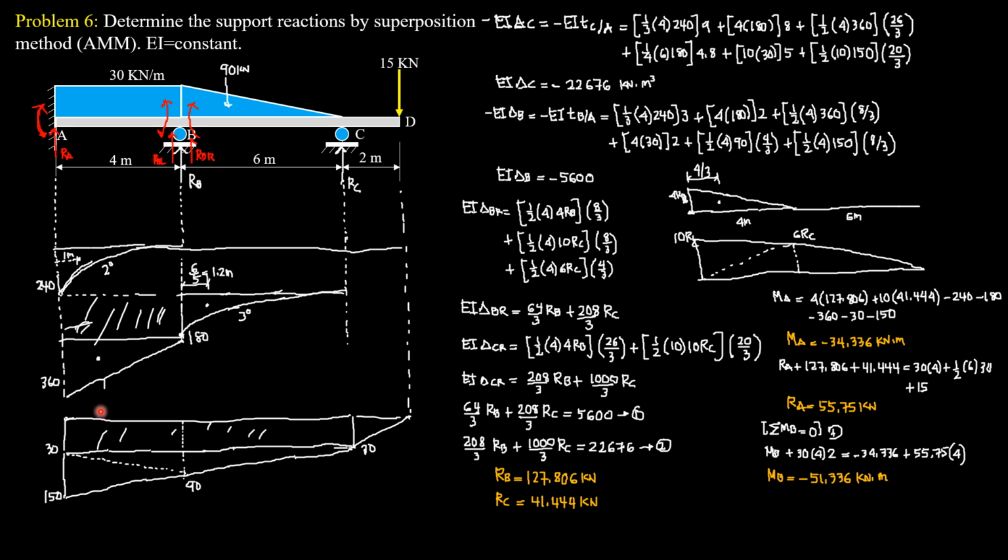Then, for this rectangular area, 10 meters by 30, the moment arm of the centroid is half of 10, so 5. Then finally, for this triangular area, 1/2 of 10 times 150, and the distance is 2/3 of 10, and 2/3 of 10 is 20 over 3. So therefore, EI delta C is negative 22,676 kilonewton meter cube.